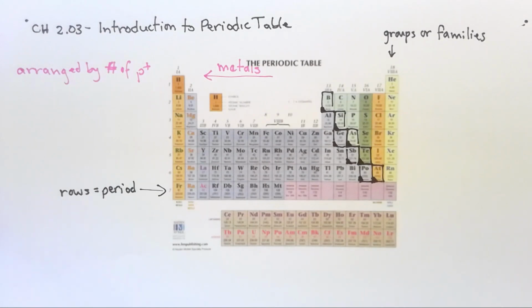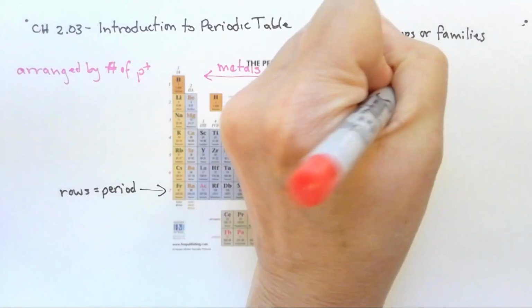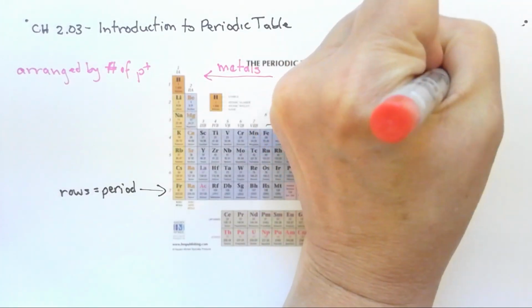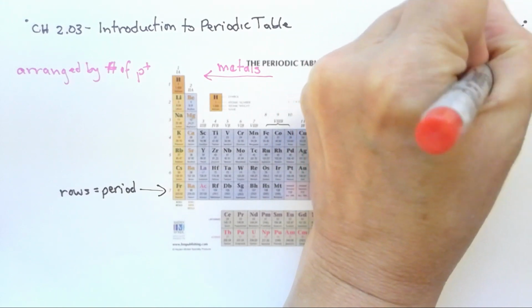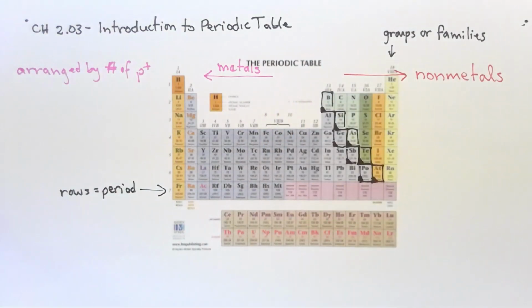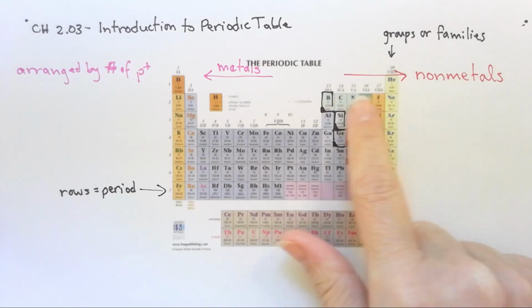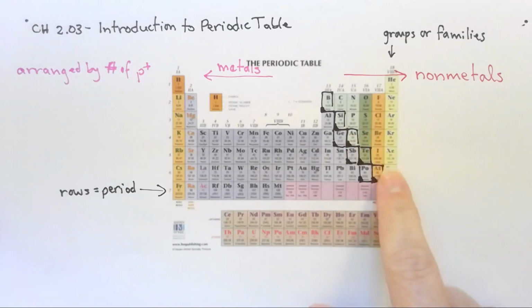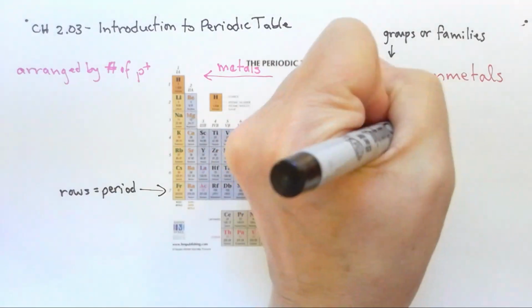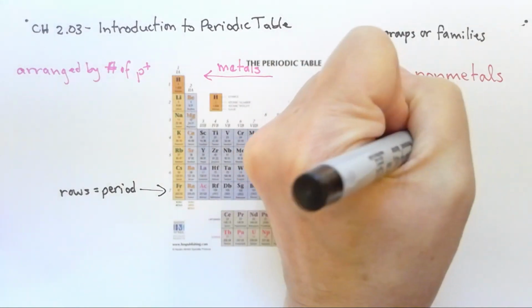Everything to the right of these boxes are nonmetals. So from carbon to phosphorus to selenium to iodine, radon, we only have about 12 or 15 nonmetals. Everything else are metals. Well, what's up with the boxes then? Everything with a box is a metalloid.